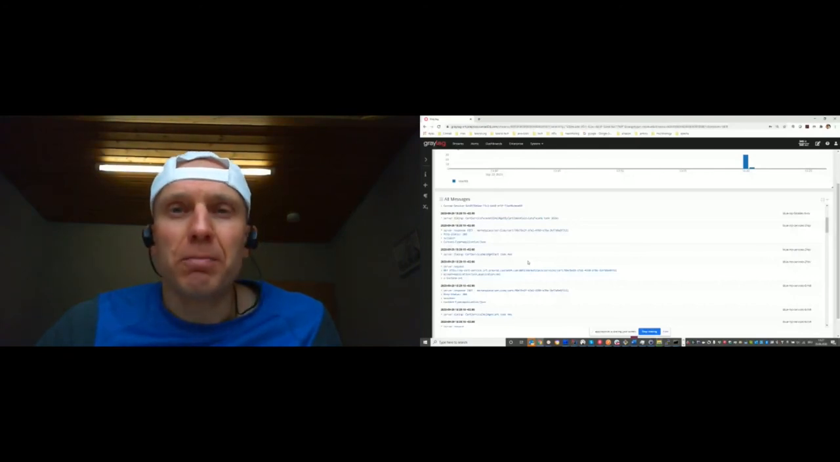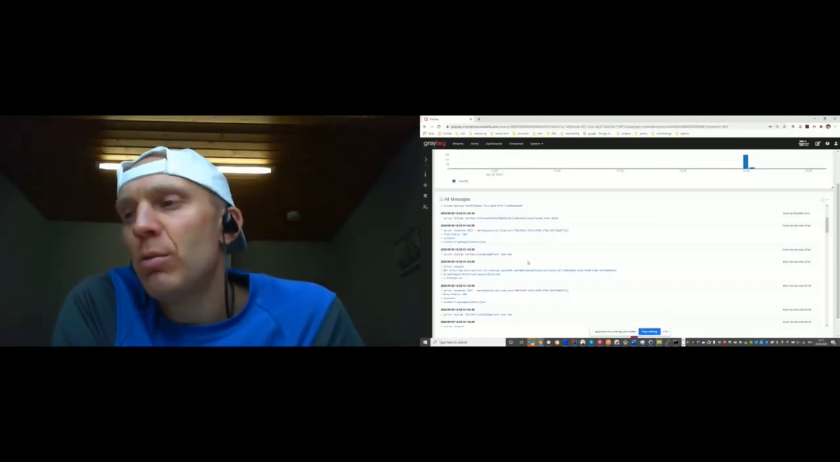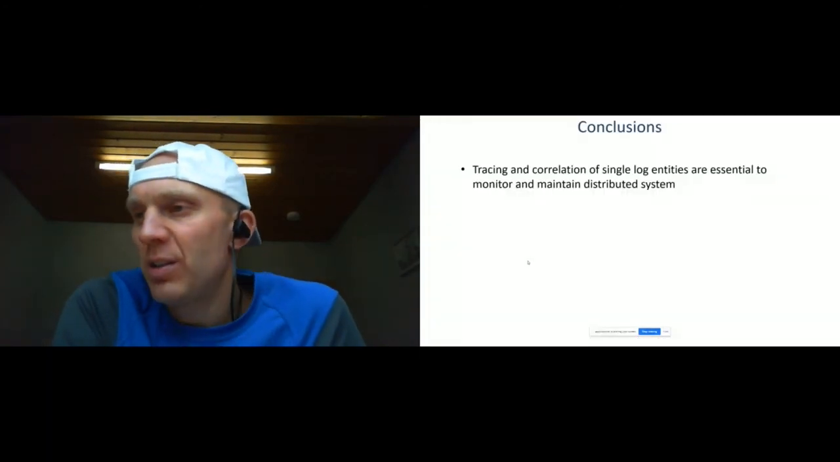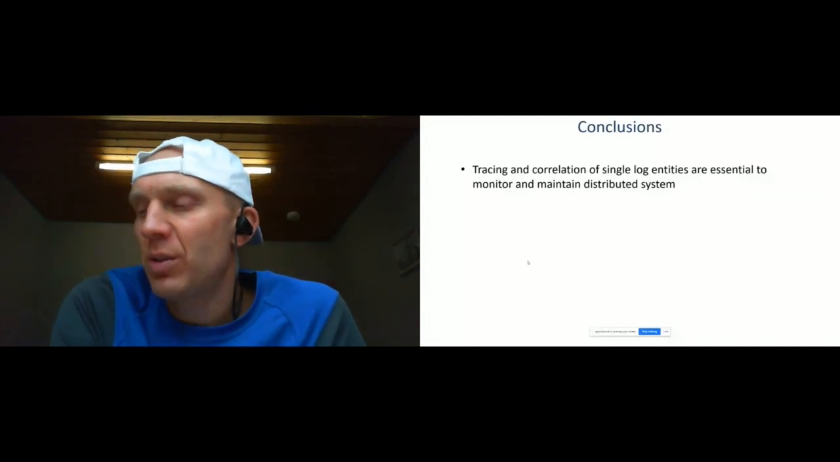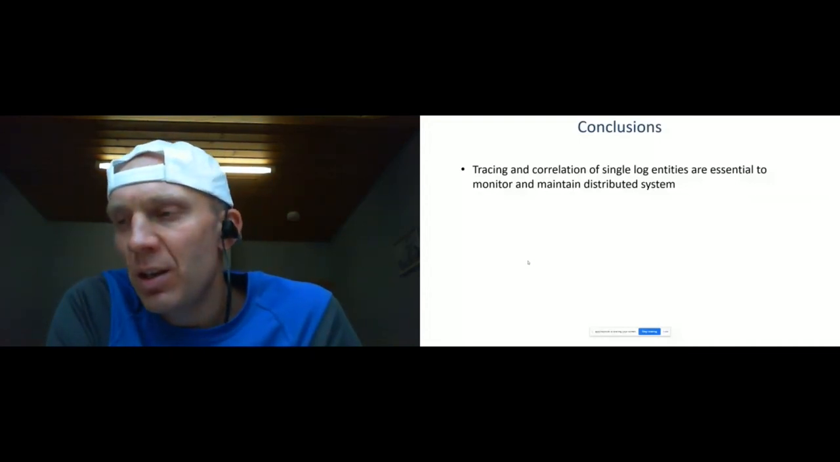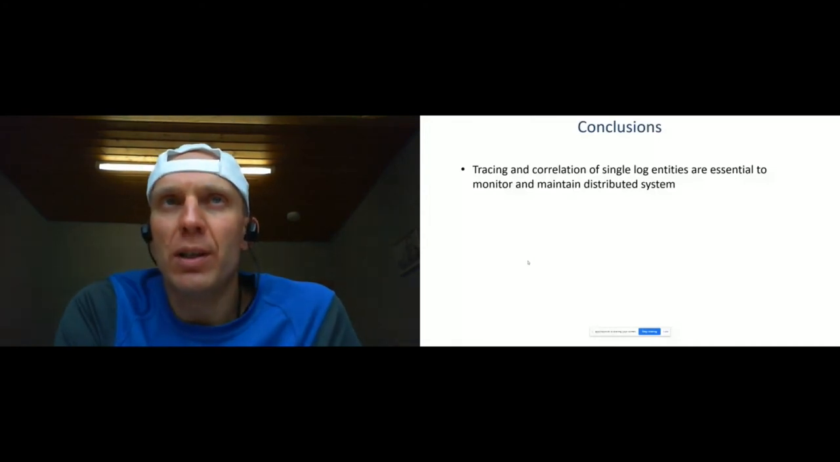Okay, conclusions. First, tracing and correlation of single log entities are really essential to a distributed system. So if you build a distributed system, it's a must. You should really think about tracing, because without it, even if the system is not complicated and has only some hosts, it is still a huge issue to analyze it.